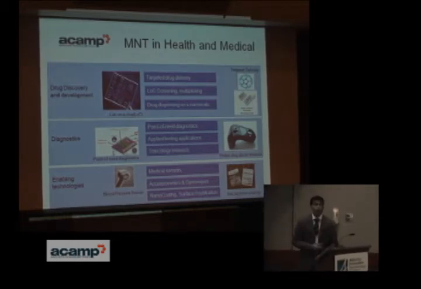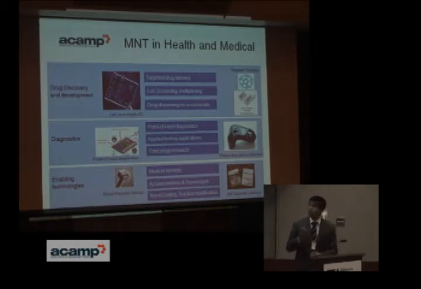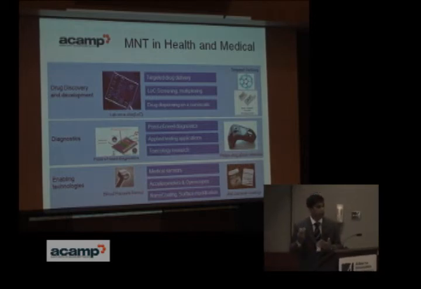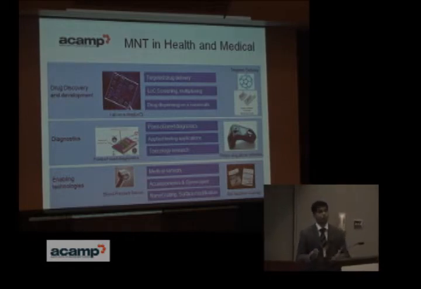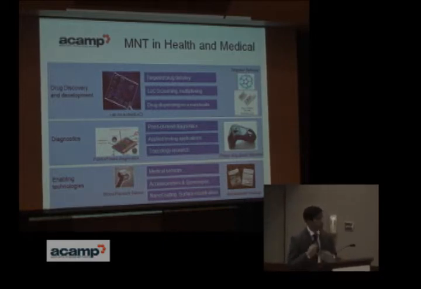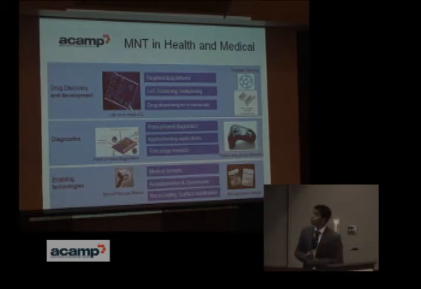Drug discovery and development is one of the main areas which has benefited from the improvements and enhancements in micro and nanotechnology. Looking at targeted delivery of pharmaceutical products, or lab on a chip being used for screening and multiplexing of chemicals used in the pharmaceutical industry. This is an example of a Roche device which brings nanoscale delivery of pharmaceutical products.